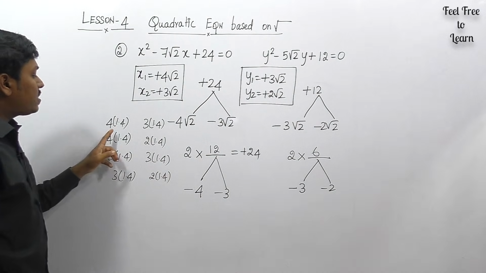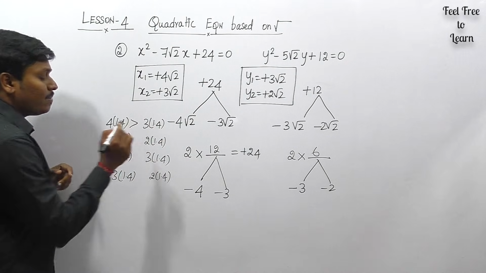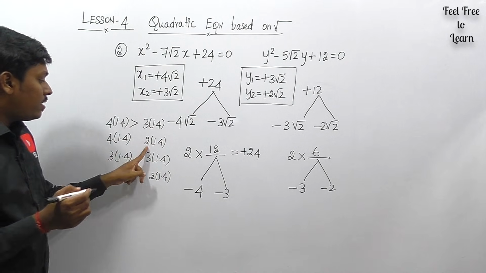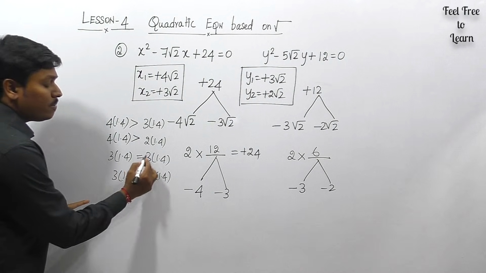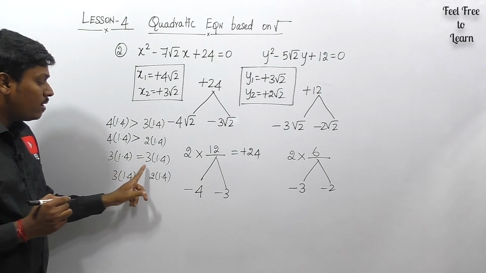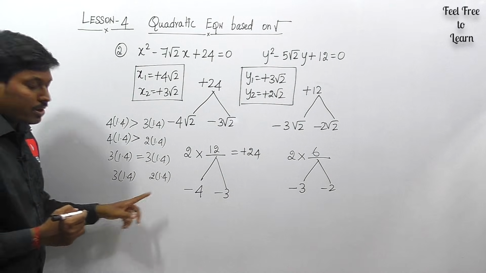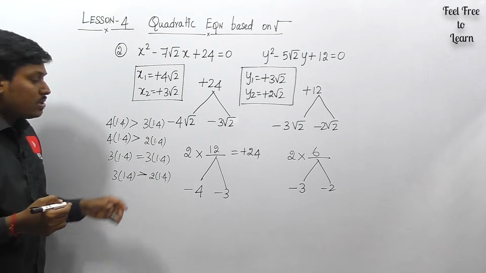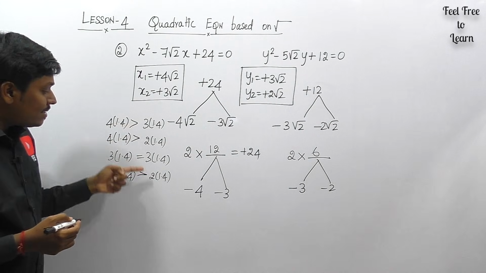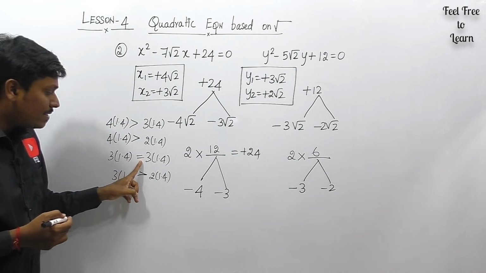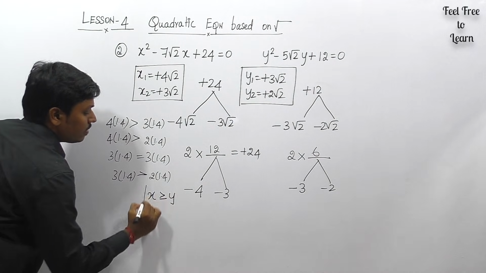So friends, here it is 4 into 1.4, here it is 3 into 1.4, definitely this will be greater than. Again 4 into 1.4, here it is 2 into 1.4, 4 is greater than. Here it is 3 and here it is 3, definitely it will be equal, because 3 into 1.4 and 3 into 1.4 will be equal. And 3 into 1.4, 2 into 1.4, so this will be greater than. So finally, by comparing all the x values with the y values, in 3 cases x is greater than y, and in 1 case x is equal to y. So finally the answer will be x greater than or equal to y.